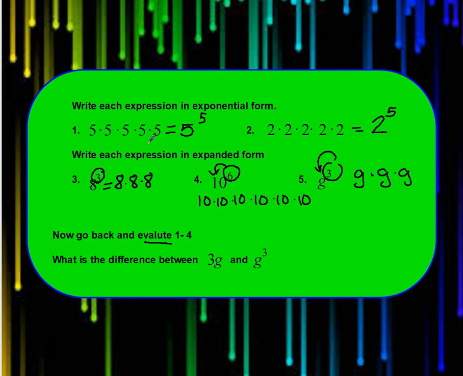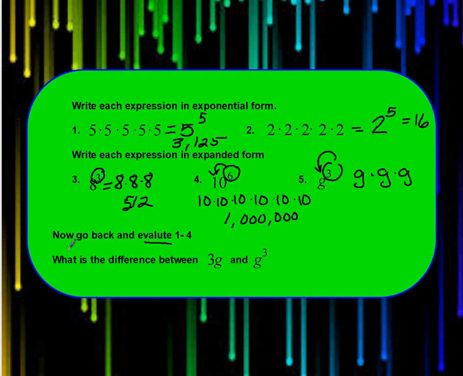Okay, on this very first one, as we multiplied it out, we should have gotten 3,125. For number 2, you should have gotten 16. Number 3 should be 512. Number 4 should be 1 million. That's 6 zeros.